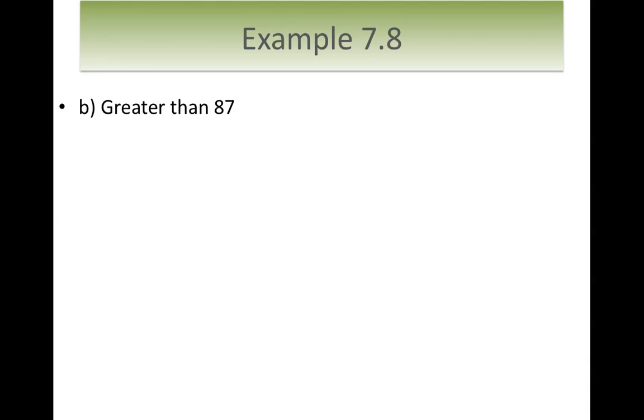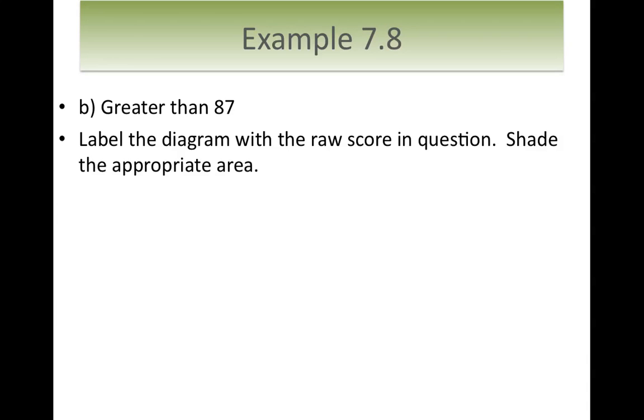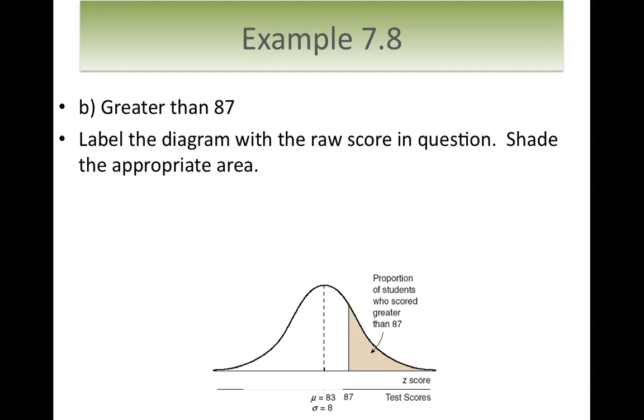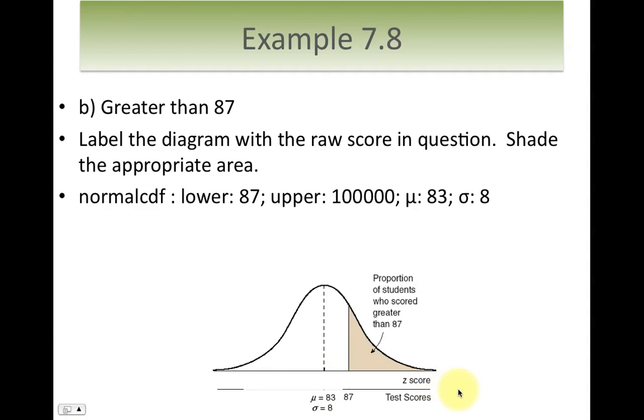Greater than 87, similar process. This time we're going to go into our calculator and put in 87 for the lower value, 100,000 for the upper value, 83 for the mean, and 8 for the standard deviation. And we get a value of 0.3085375322. That is a proportion of area, not a number of students.